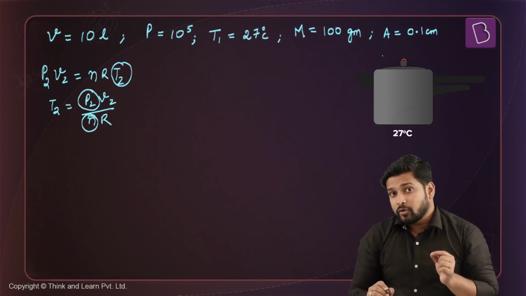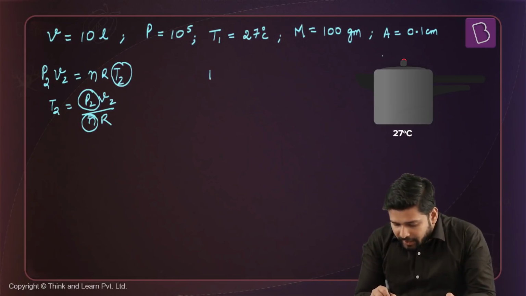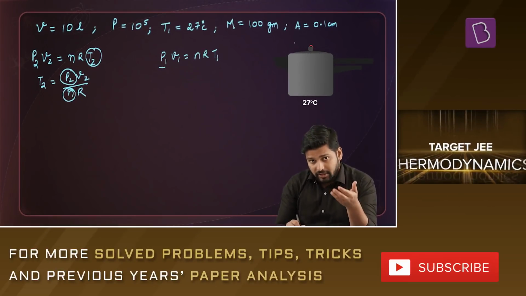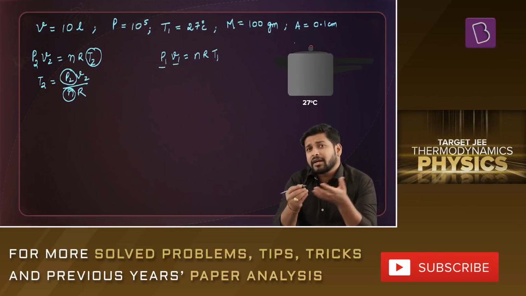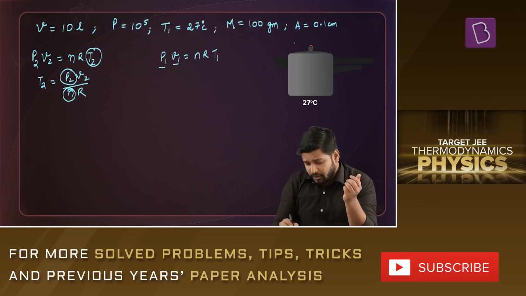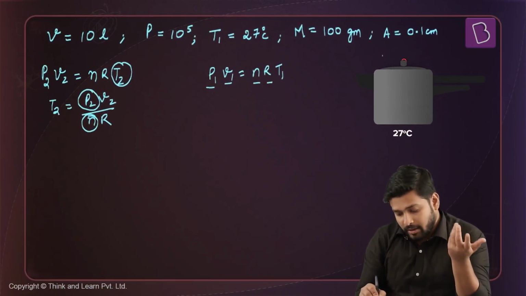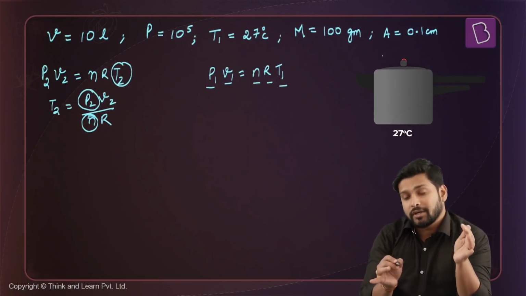I'll calculate number of moles by using my initial condition. So what was the initial condition? Initial condition, if I write P1V1 is equal to nRT1. So do I know P1? Yes, I know because it's given to me in the question. That's 10 to the power 5. V1, we can just take it as V, as the volume of this pressure cooker, which is not going to change anyways. n is what I'm supposed to find out. R is a constant and T1 is given as 27 degrees Celsius, which is nothing but 300 Kelvin, right?